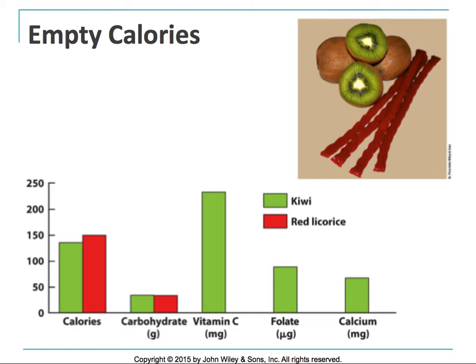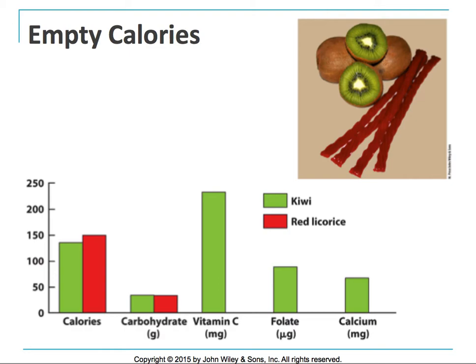In this example, both contain about the same amount of calories, and both contain about the same in terms of carbohydrate. Remember, when you're looking at grams of carbohydrate, that includes sugars. So right about the same amount of carbohydrate and calories. The difference is, of course, that with the kiwi, you are getting several hundred milligrams of vitamin C. You're also getting folate and some calcium.